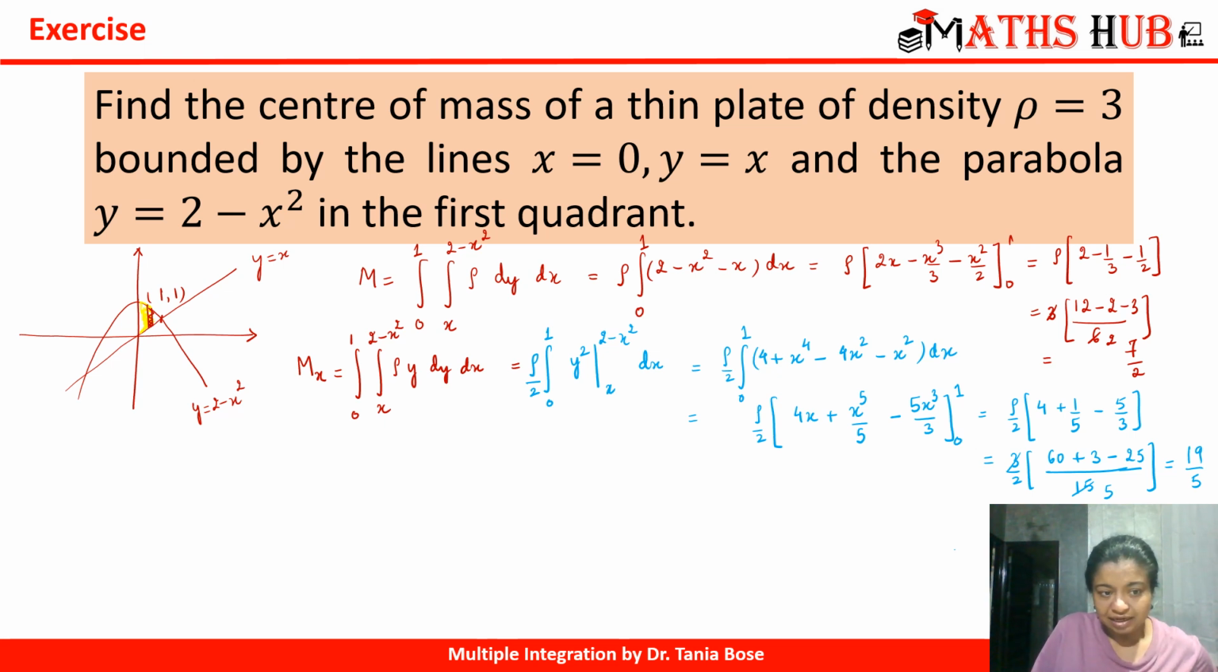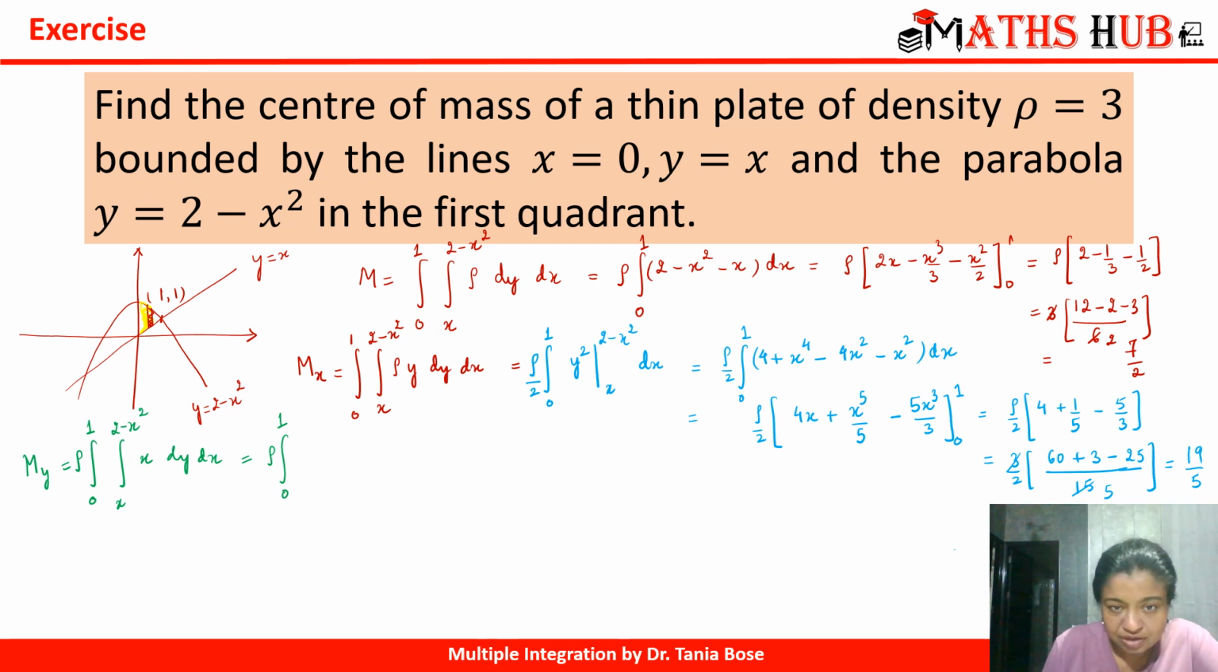Now let us calculate My. So My is again 0 to 1, integration x to 2 minus x square. Then let me take out rho common, and I have x dy dx. So this will give me rho 0 to 1. X is constant for the y integral. So I've already calculated the y integral here, and I was getting 2 minus x square minus x, right? So when I multiply it with this term x, let me rewrite it over here. (2 minus x square minus x) dx.